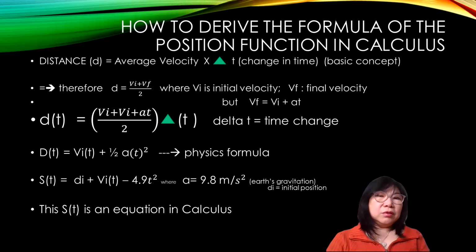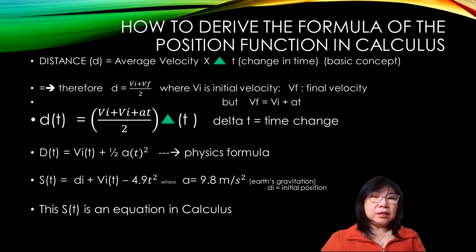So the VF here will be substituted by VI plus your acceleration times time. So this VF is actually your initial velocity added to the acceleration multiplied by the time, divided by 2, times delta t, the change in time. When you simplify this equation, you get the third equation, and this is the physics formula: distance with respect to time equals initial velocity times the time of your driving, because you multiply VI by t, and adding to this is one half of it.